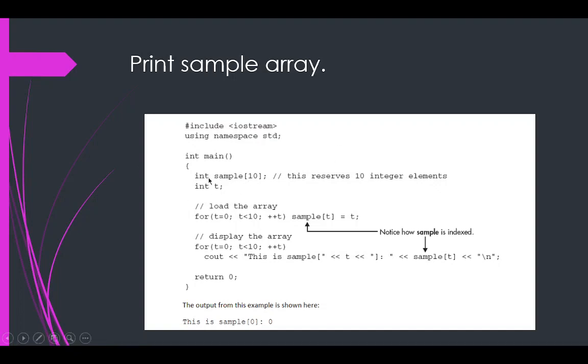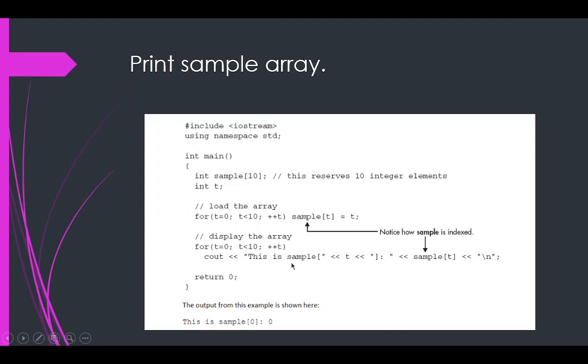We're just going to say int sample, and then we have 10 elements inside this sample array, meaning that this reserves 10 integer elements within this sample array. This one is just a variable because it does not have these square brackets. It is just a simple variable.